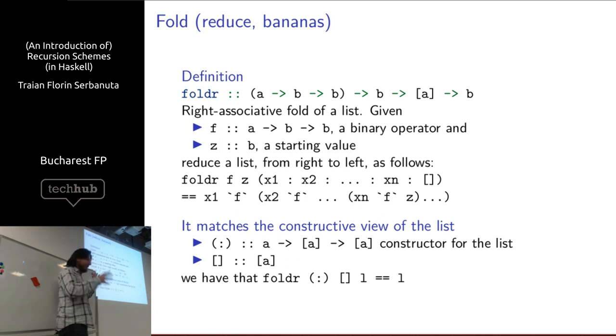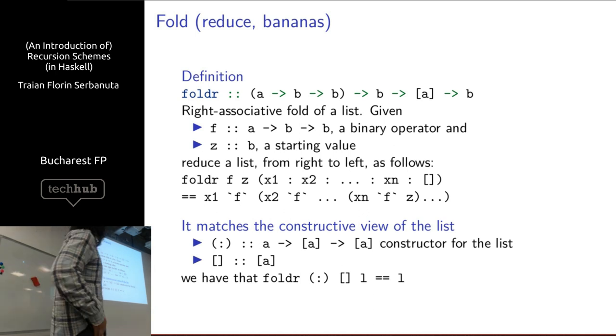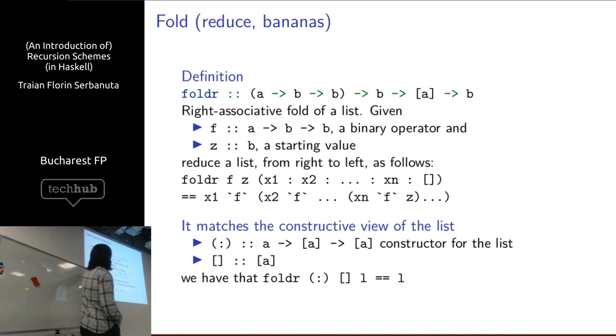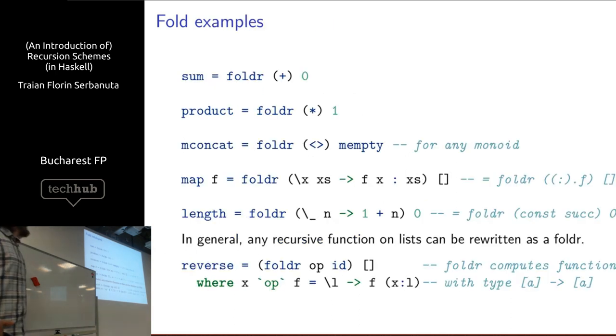That's why this is more interesting for our purpose here than other kinds of folds, which are also interesting in other contexts. Because it changes the constructors by operators, it matches this idea of the constructive view of the list. In particular, if we take a fold with the list constructor and the empty list, we get the same list we started with. So far, so good? Good. Okay, and a couple of examples.